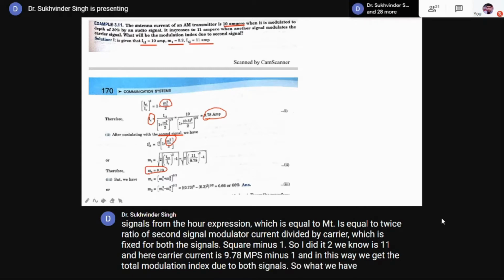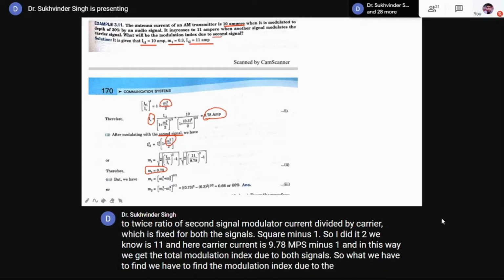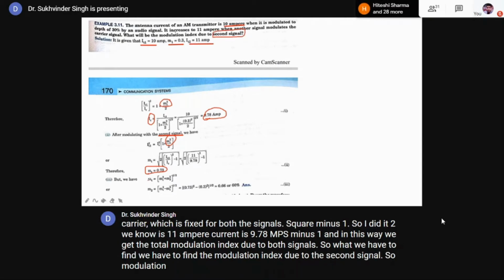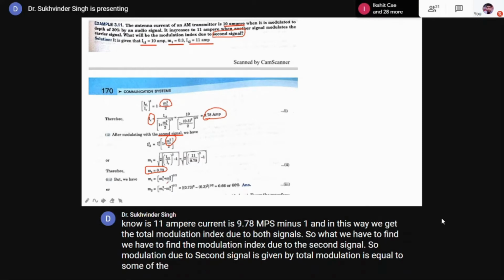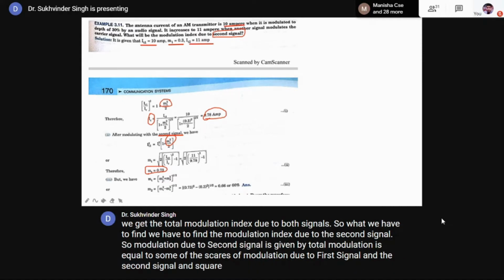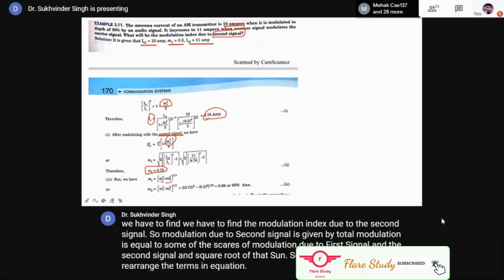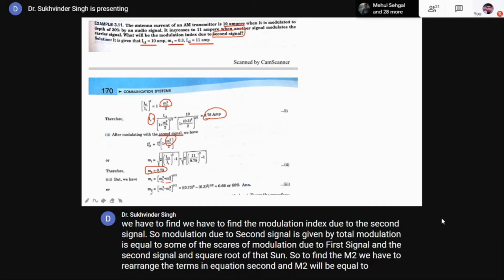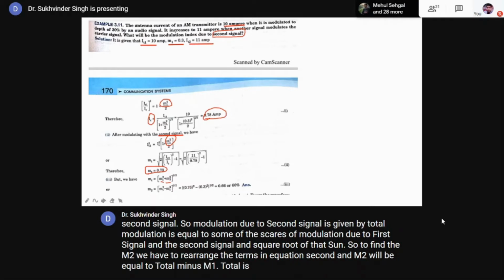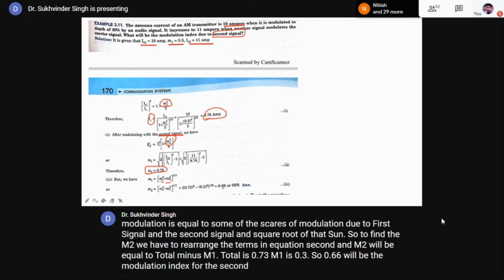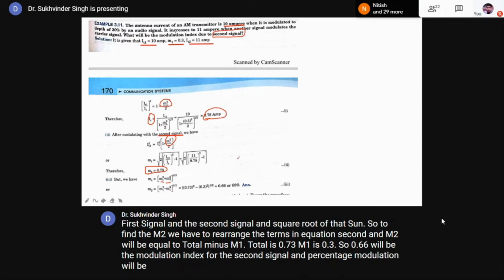So what we have to find is the modulation index due to the second signal. The total modulation is the square root of the sum of the squares of the modulation due to the first signal and the second signal. To find M2, we rearrange the terms in the second equation, so M2 is the square root of the total squared minus M1 squared. Total is 0.73, M1 is 0.3. So 0.66 will be the modulation index for the second signal, and the percentage modulation will be 66%.